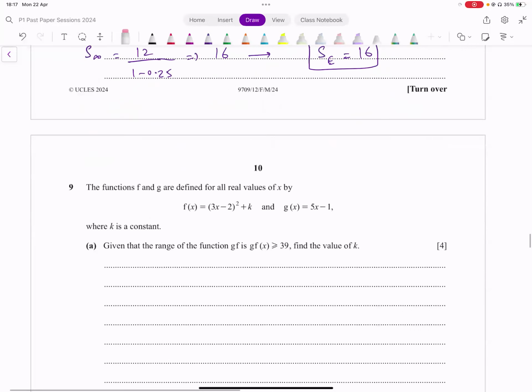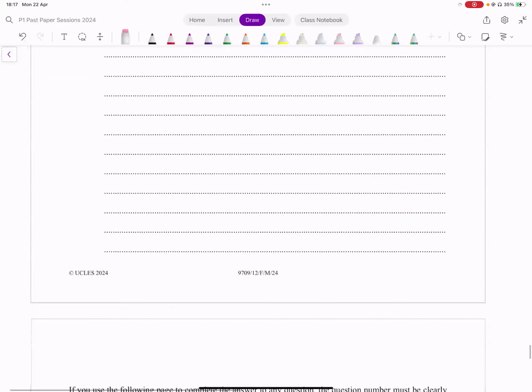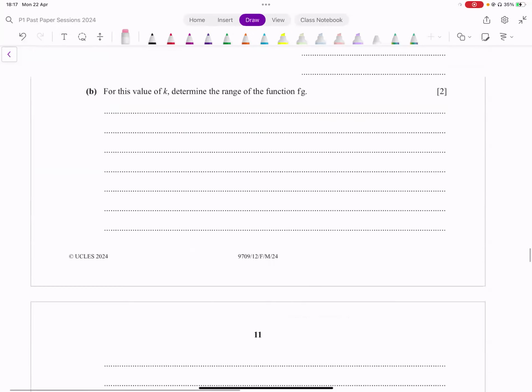Let's move on to the next one. Question number 9. How many questions do we have in this paper? 11. Okay, so we have 3 questions left.